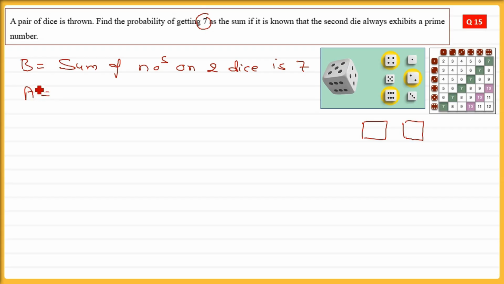So 2, 5, 5, 2, 6, 1, 1, 6, 4, 3, 3, 4 will come. If it is known, that is, this has already happened, that the second die always exhibits a prime number. So what is a prime number? 2, then 3 and 5. So let me write it officially.